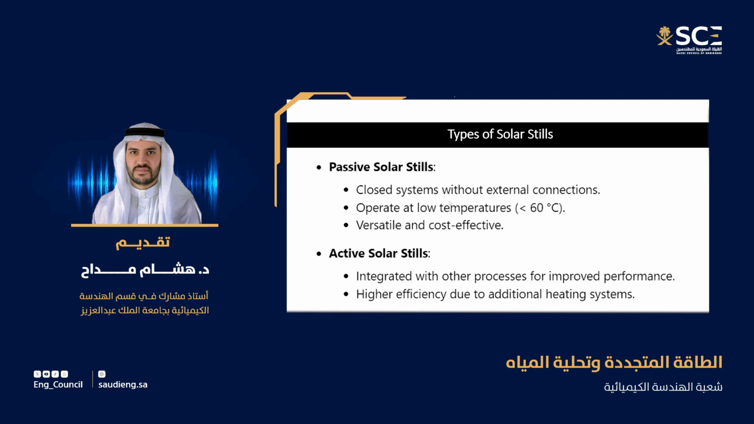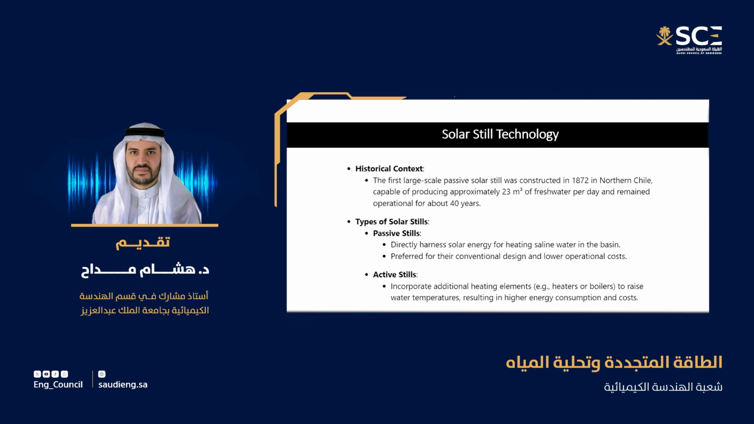Let's continue. So passive solar still, it means this system is a closed system. Now we have 2 types of system, direct and indirect. Also you have 2 subtypes: the direct can be passive or active, and the indirect system can be passive or active. Passive system means that you are having a closed system with no incorporation of any heating element.